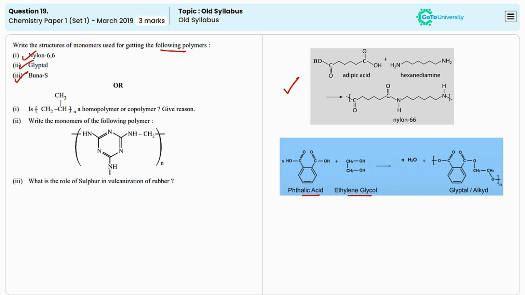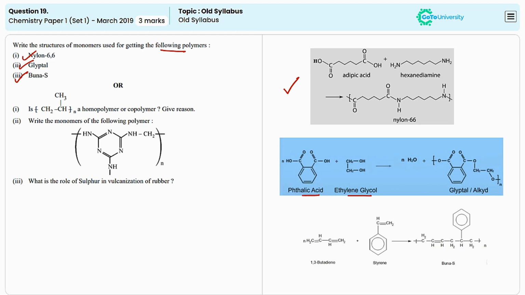The third one is given as Buna S. This is a type of synthetic rubber known as butadiene styrene rubber or SBR. This is used in various applications, primarily in tires and automotive components. Buna S is valued for its durability, abrasion resistance, and good aging properties. The combination of butadiene and styrene in Buna S provides enhanced performance in terms of elasticity and strength.